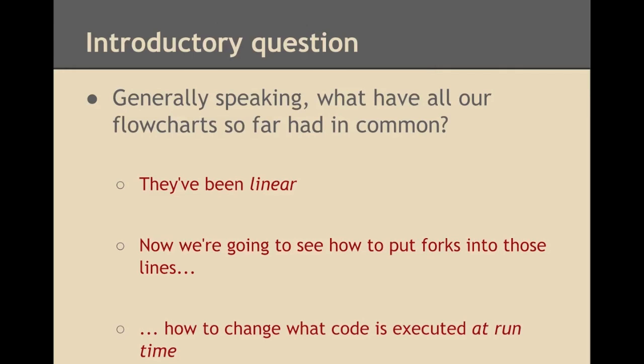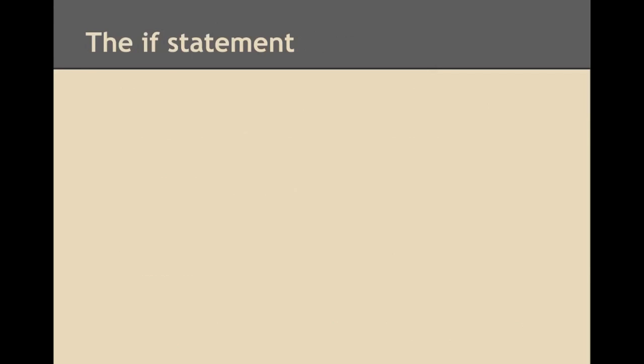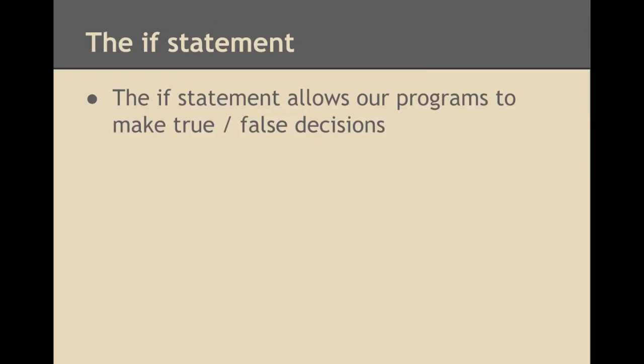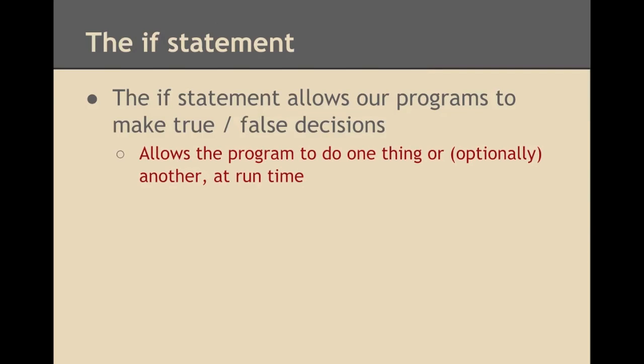And what that lets us do is write code that changes what it does at runtime, which makes it much more versatile, okay? So that it can do one thing or another thing at runtime based on the conditions there. The first way we're going to do that is with our if statement. And as we said in the outline, the if statement allows us to make programs that make true or false decisions, okay? So the program can do one thing or something else at runtime. It has one or two options, and it chooses between those options at runtime when the program's running based on conditions inside the program.